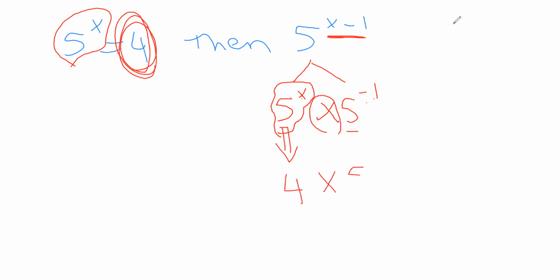It became 4 times 5 power negative 1. It became all numbers, there is no x. Be careful with negative 1. If I want to do it mentally, what can I do with this one? I want to change the negative power. Instead of 5 power negative 1, I will make it 1 over what? 1 over 5 power 1.